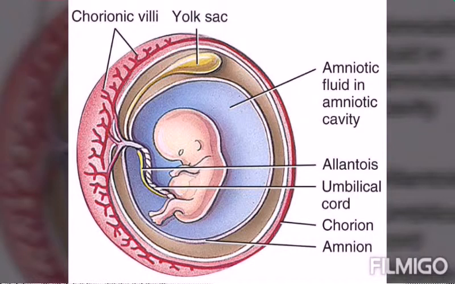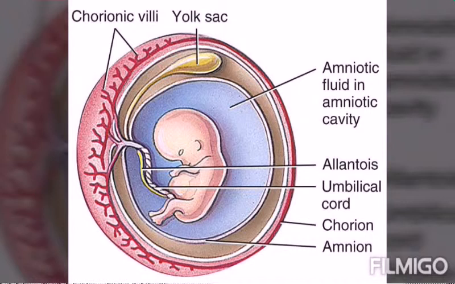Next, we are going to learn about yolk sac. Yolk sac forms a part of the gut and is the source of the earliest blood cells and blood vessels. So, yolk sac functions as the organ of circulation. Next, we are going to learn about allantois.